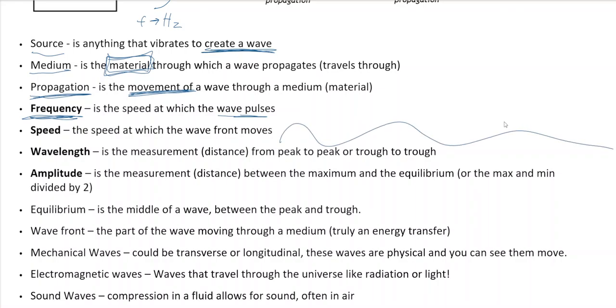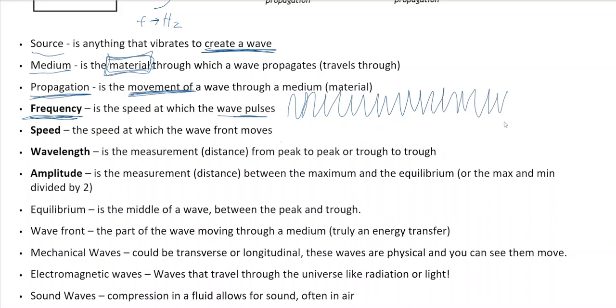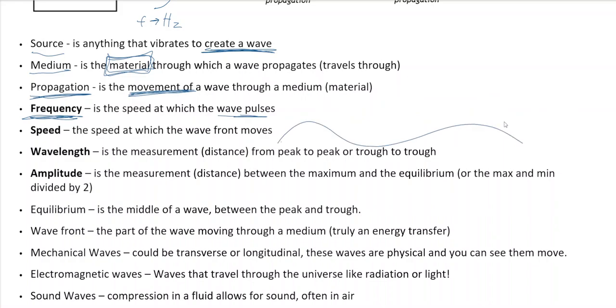So that one is moving faster because it's gotten across the screen faster. This one actually has a very low speed. It has a high frequency but a low speed. This other one here has a low frequency but a high speed. Okay. Wavelength is a measurement or distance from peak to peak or trough to trough. So whatever that possibly is, we'll look at an example down below. Amplitude is the distance between the maximum and the equilibrium, or more commonly found as the max and min divided by 2.